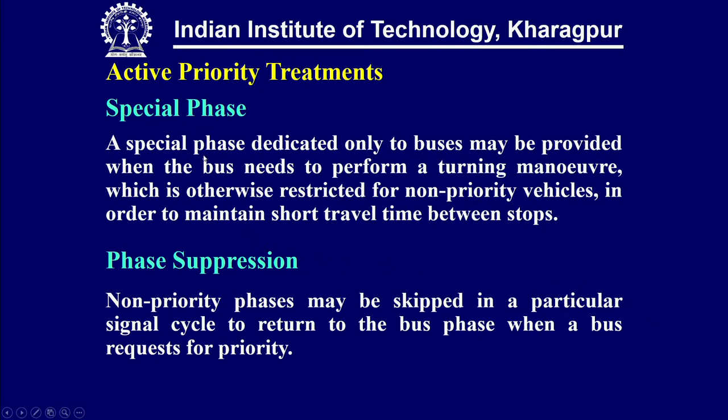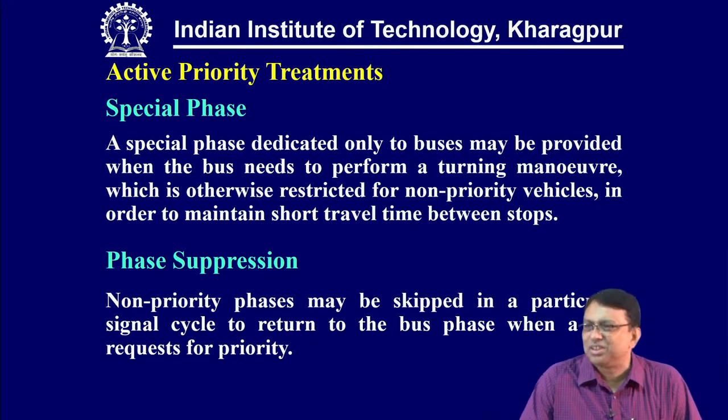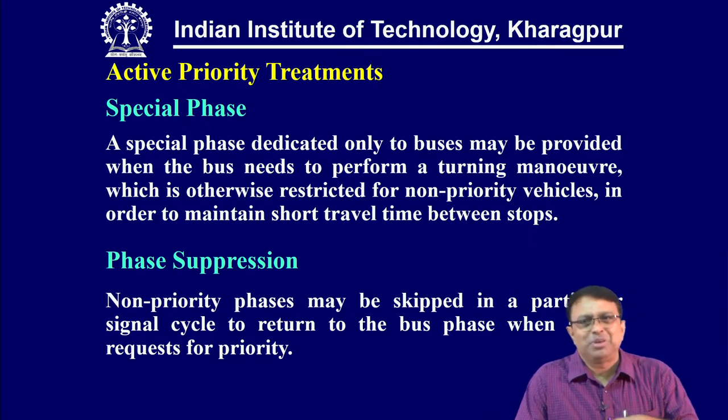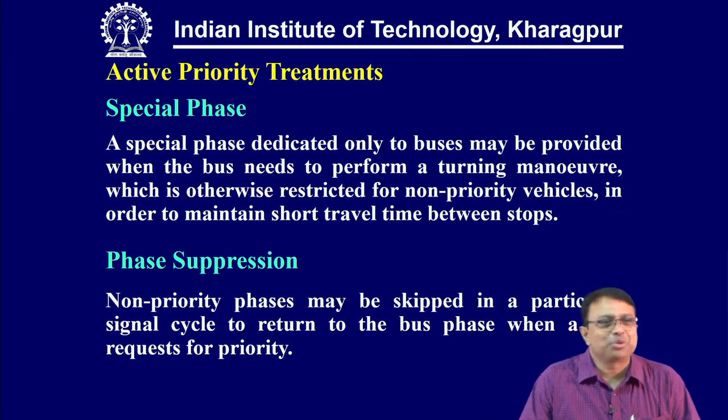Special phase is something like, often as a part of traffic management measures, considering safety and efficiency, in some cases the right turn is not allowed. Generally, we will find no right turn, a very common thing. But because you want to give priority to buses, you allow the bus to take a right turn. That means some movement which is restricted for other vehicle types, you allow only for buses, because if the bus takes the turn, it will save travel time. Otherwise the bus has to go up to two more intersections to take a turn like other traffic, which will increase the delay.